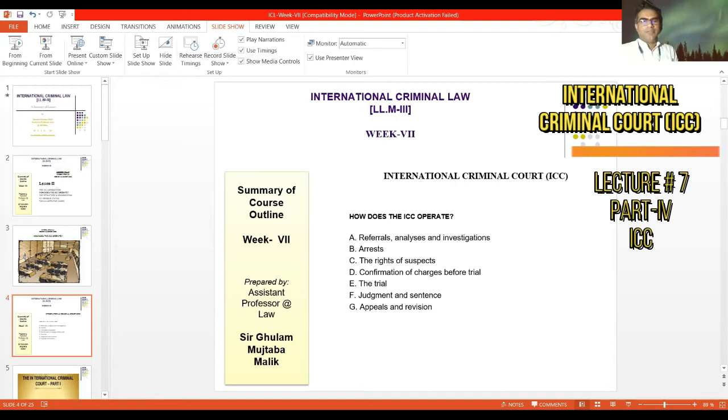And what will happen after the confirmation of the charges? After the confirmation of the charges, the pre-trial chamber commits the case for trial, and the trial chamber will conduct the subsequent phase of the proceedings. Before the commencement of the trial, the judges of the trial chamber consider procedural issues that may be submitted to them by the parties, and hold hearings to prepare for trial and to resolve procedural matters in order to facilitate the fair and expeditious conduct of the proceedings.